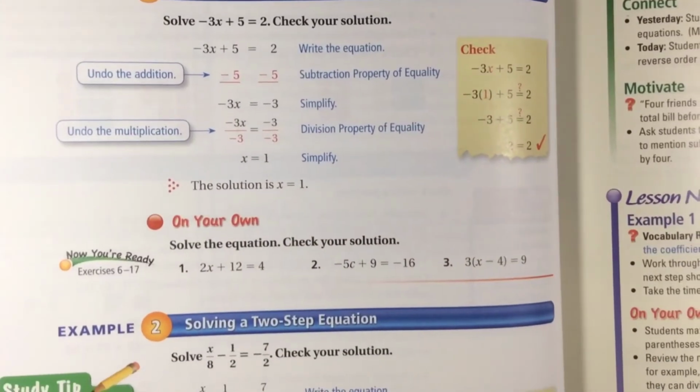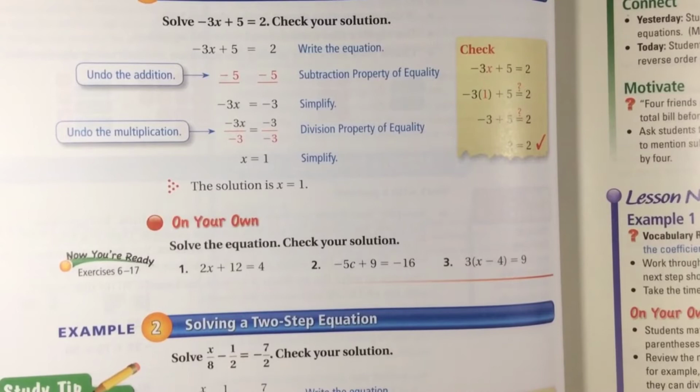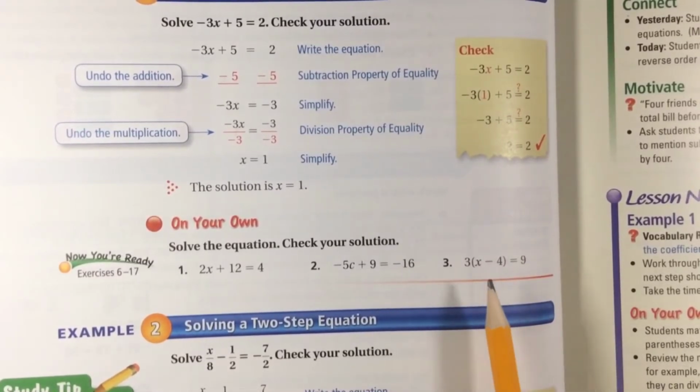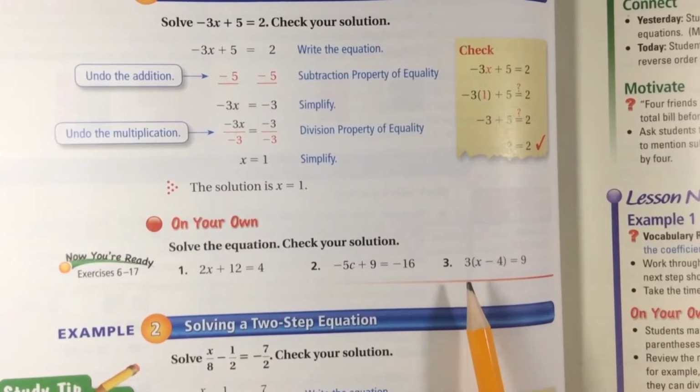And there are 3 problems for you to do here. This one might be a little tricky because you have to simplify this side first by using the distributive property. So first, use the distributive property here, then undo addition or subtraction, and then undo the multiplication or division.